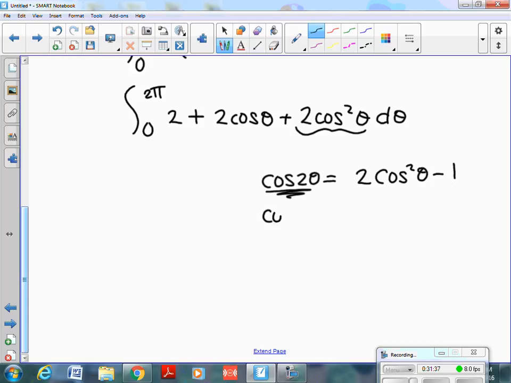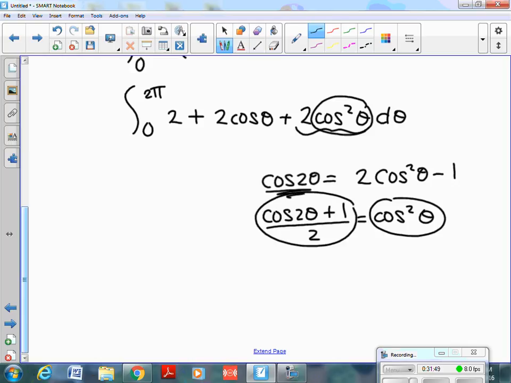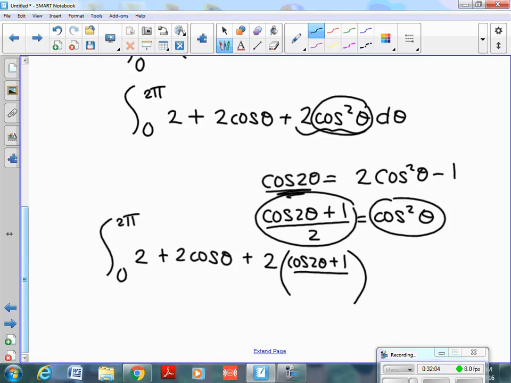They added 1 to both sides and divided by 2, so they got cosine squared theta alone. And what they did was substitute this in its place. So they integrated from 0 to 2 pi, 2 plus 2 cosine theta, plus, they left the 2 there, but in place of cosine squared they put cosine 2 theta plus 1 over 2, d theta, and the 2's cancel out.